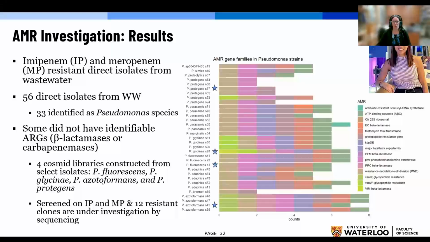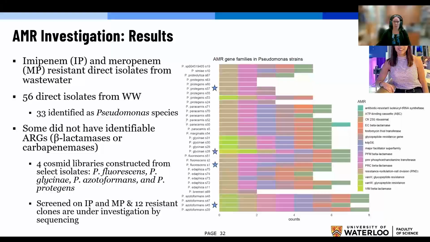After sequencing the genomes of these Pseudomonas isolates, she determined the AMR genes that were present, and as you can see from this graph, there are quite a few, but many of them did not have identifiable beta-lactamases or carbapenemases that would explain their resistance to imipenem and meropenem.